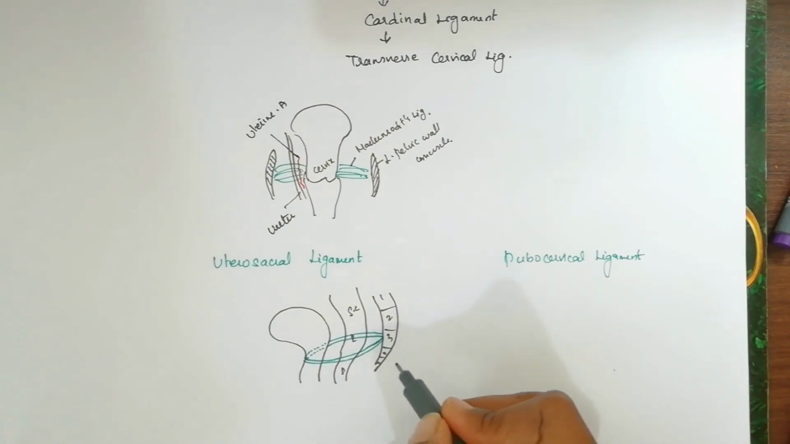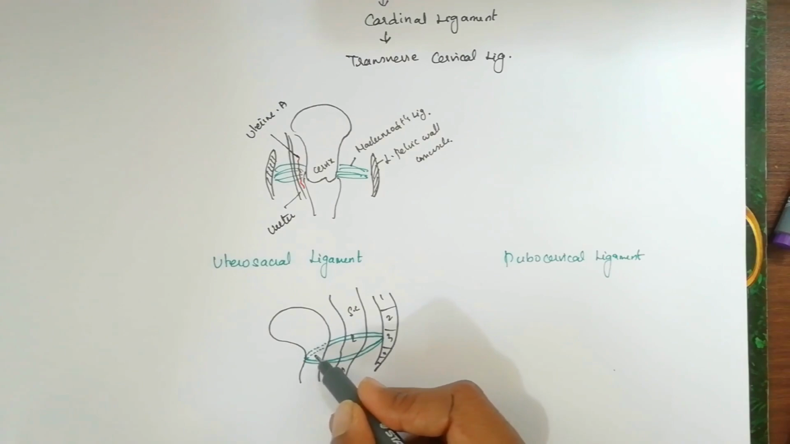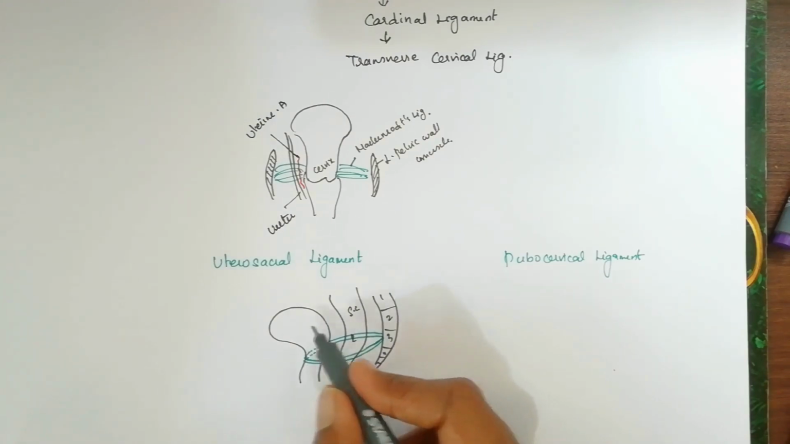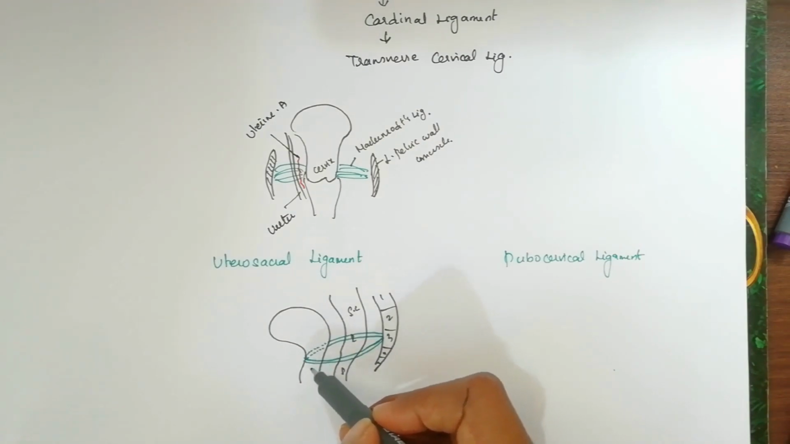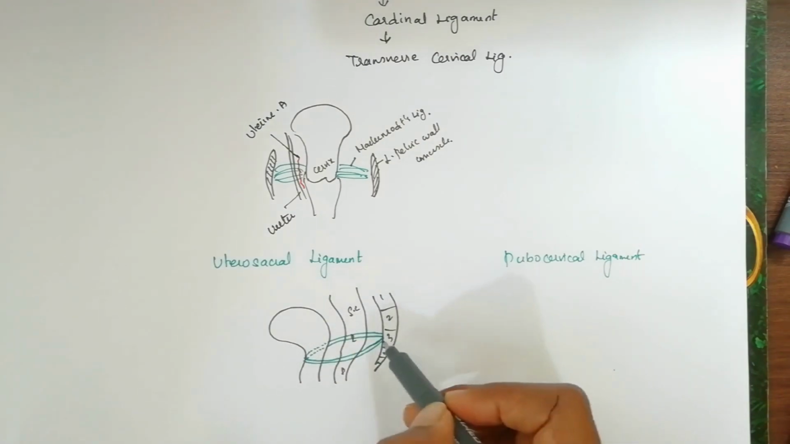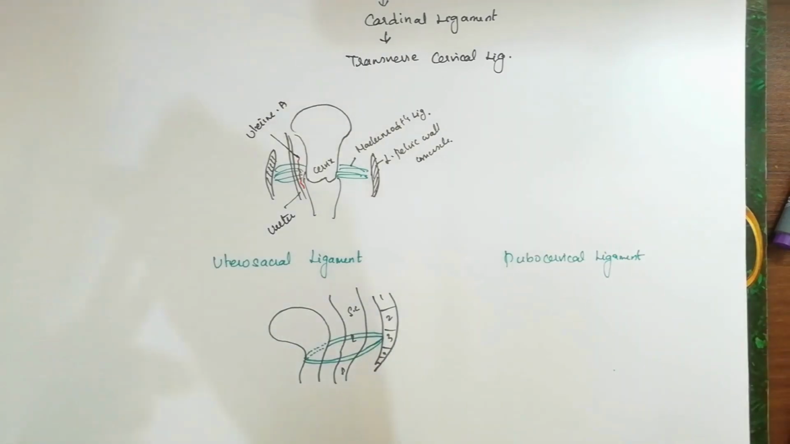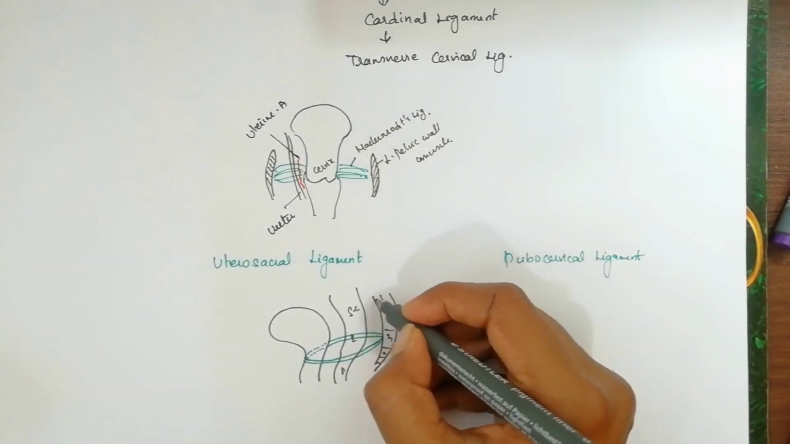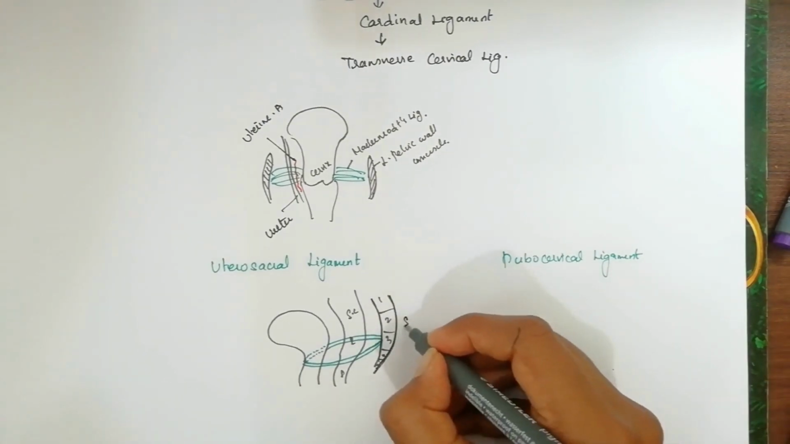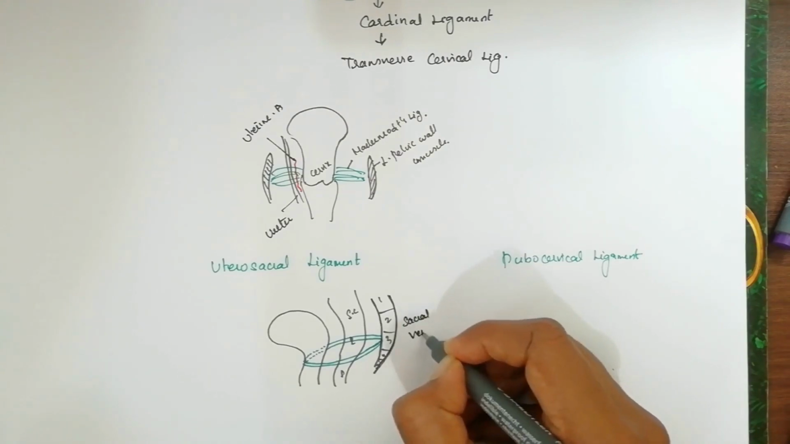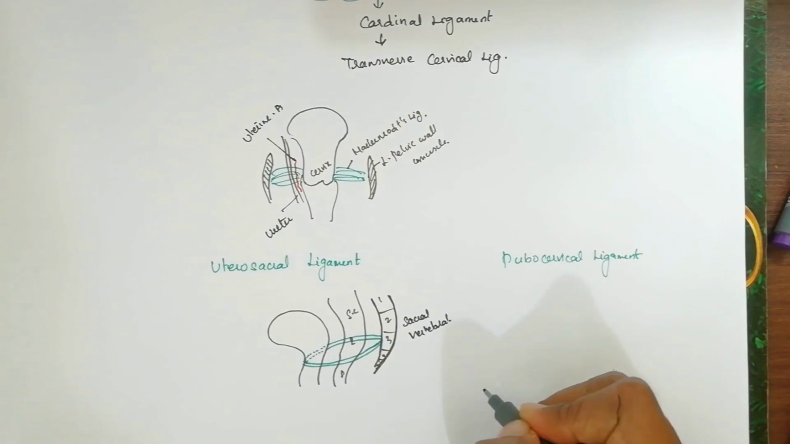This ligament is called the uterosacral ligament, which is going to pull or keep the angle in proper position. It extends from the cervix region of the uterus till the third sacral vertebra. This is the third sacral vertebra, shown in black color. Till the third sacral vertebra it is going to extend.